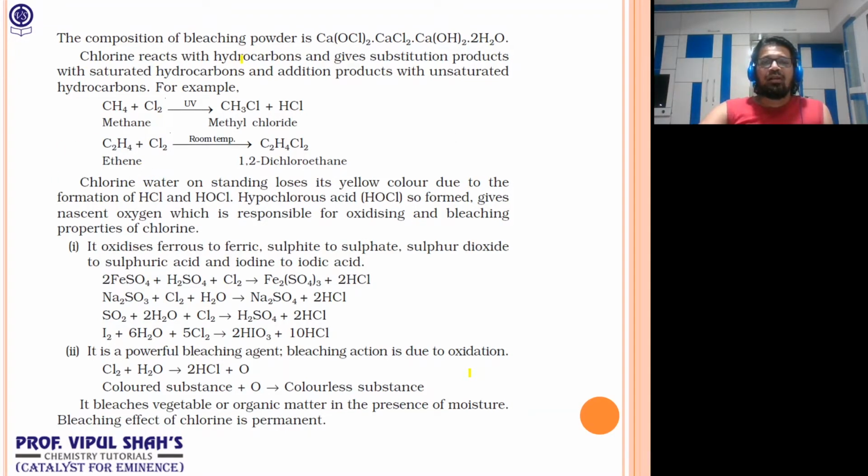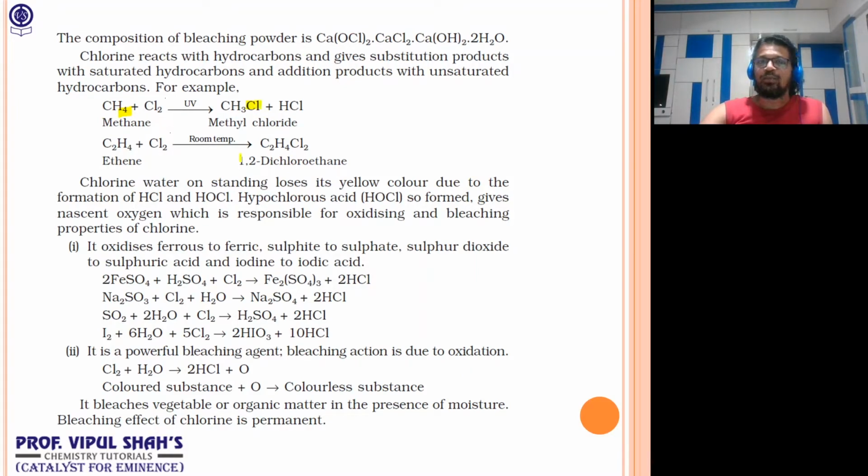Chlorine reacts with hydrocarbons and gives substituted products, as well as with alkanes and alkenes. So methane plus chlorine. Remember this reaction we did in hydrocarbons, alkanes. Direct halogenation of alkanes is not a good method because it undergoes a chain reaction to form a mixture of monohalogen, dihalogen, trihalogen and tetrahalogen products. This is one of them, where one H atom is substituted by Cl.